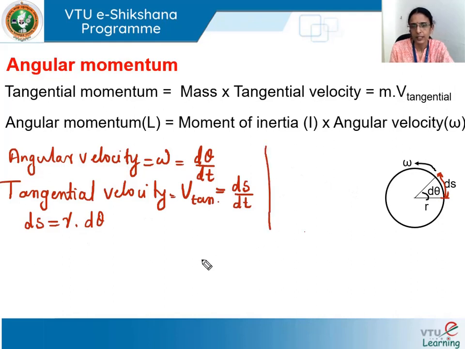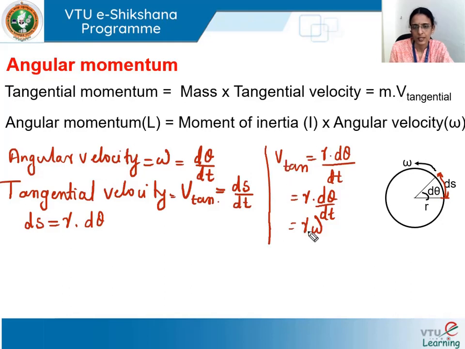Therefore, we can write that tangential velocity v tangential is equal to ds by dt. Instead of s, let us substitute r d theta. So, r into d theta divided by dt, where d theta by dt is omega, or it is r omega. That is, tangential velocity is equal to r omega.